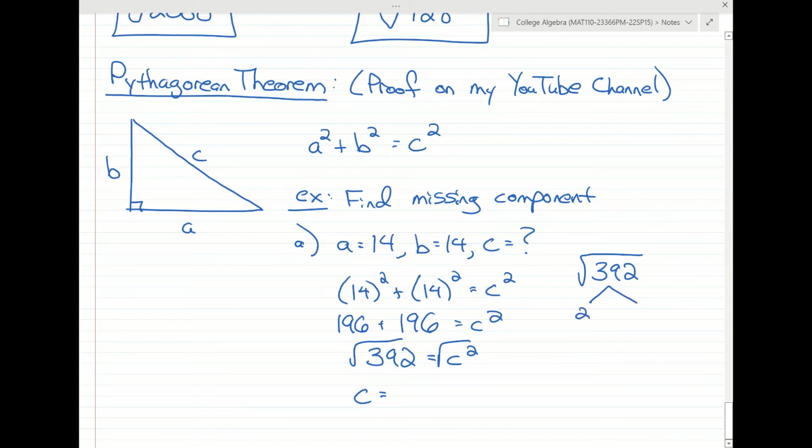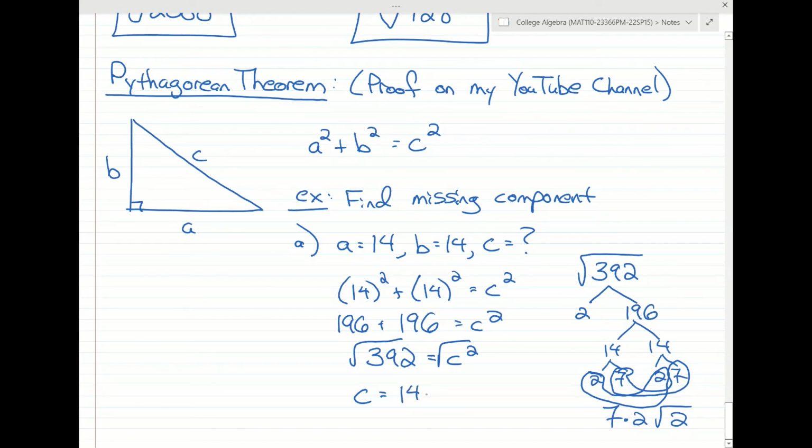392 is the same thing as 2 times 196. 196 is the same thing as 14 times 14. 14 is the same thing as 2 times 7. It looks like we have a group of sevens. We have a group of twos. And then we have a 2 left over. So C would be 14 times the square root of 2 for this example.